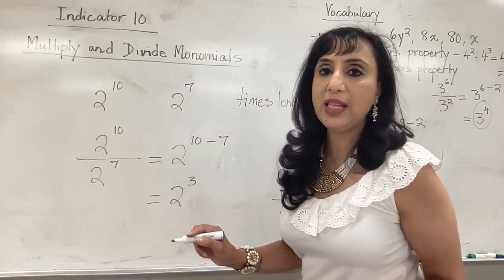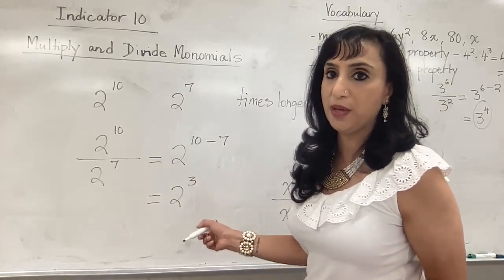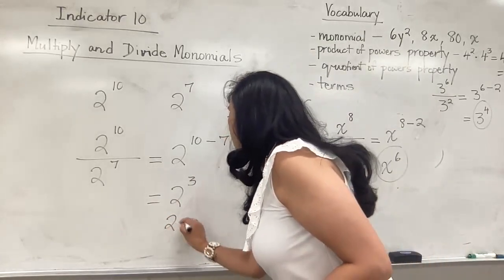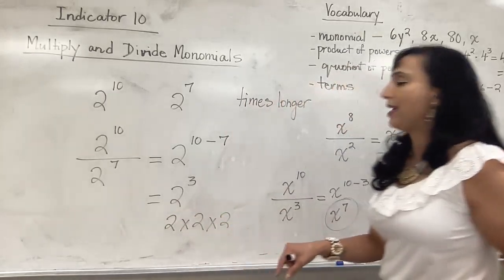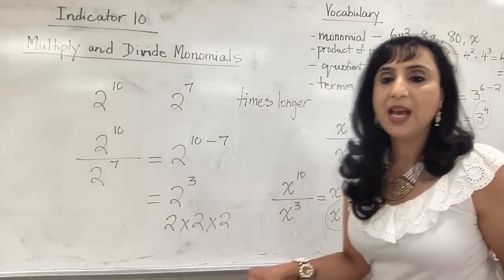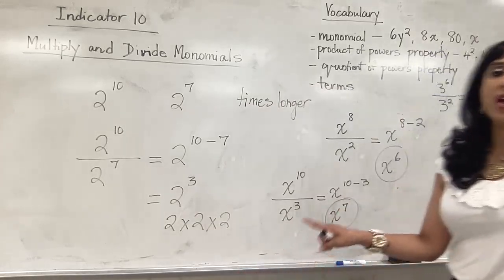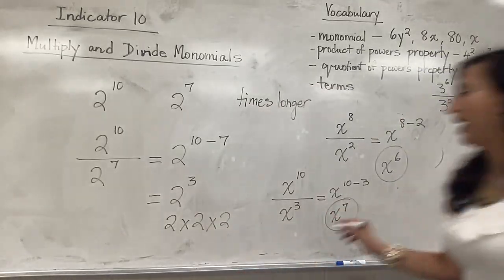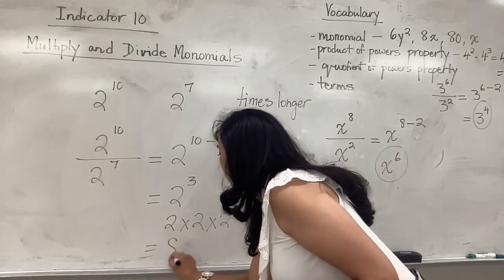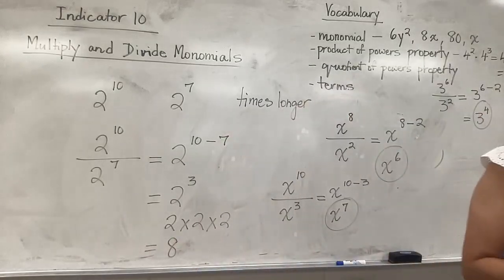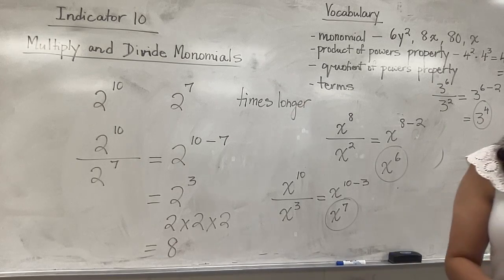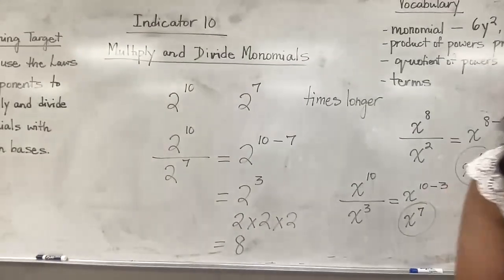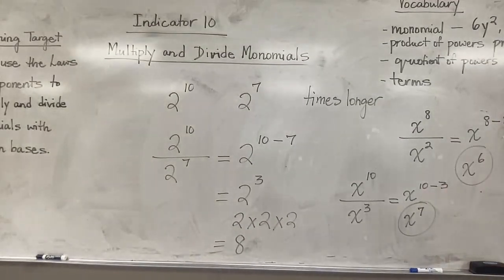And if I'm writing the expanded form of this exponential form, this is 2 times 2 times 2. That is 2 repeated as a factor 3 times. And 2 times 2 is 4. And 4 times 2 is 8. So this just tells me that Hawaii's shoreline is about 8 times longer than New Hampshire's shoreline.